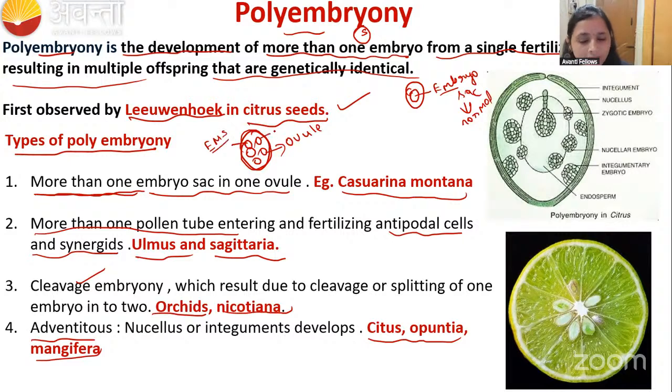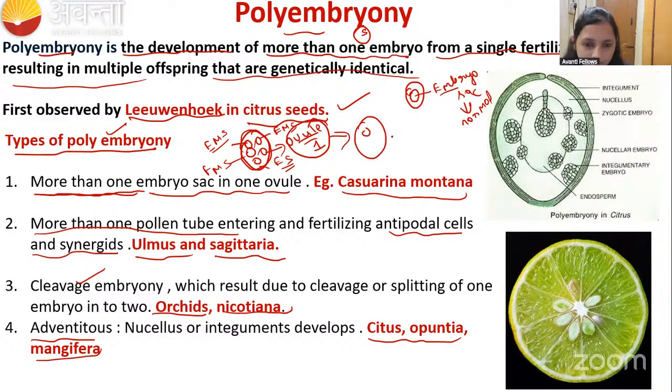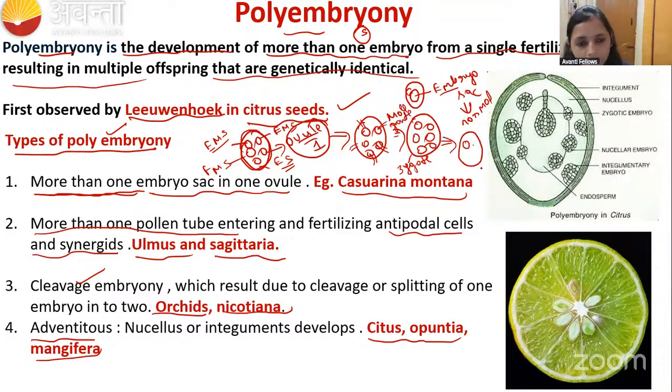See here, one embryo is there. It is multiple embryo sacs. This is also an embryo sac, and this is also an embryo sac, right? One ovule having multiple embryo sacs is what we call this type. The pollen tube enters each of these embryo sacs. Now what will happen? Each is fertilized into a zygote, because it fuses with the male gamete. Each then forms an embryo.